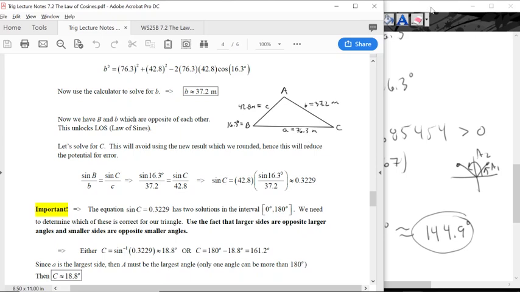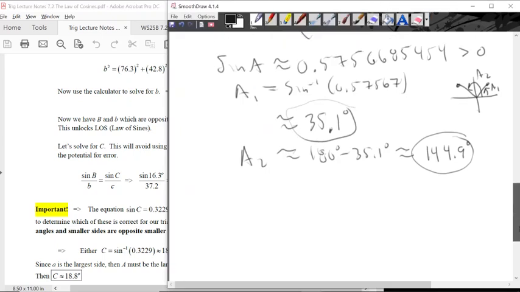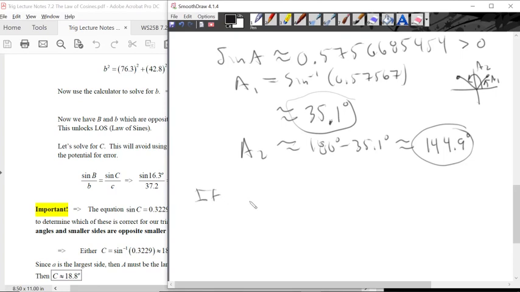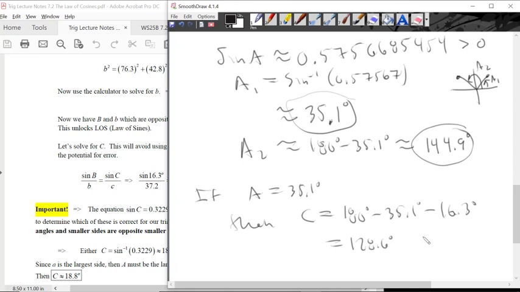Okay, so we need to consider what angle C would be in either of these cases. So if A is equal to 35.1 degrees, then what would angle C have to be? Well, it would have to be 180 degrees minus the 35.1 degrees and also minus the 16.3 degrees, which was angle B. What would that give us? Well, that would give us, let's see, on the calculator, 128.6 degrees. Is that the value of C? Could that be the value of C?